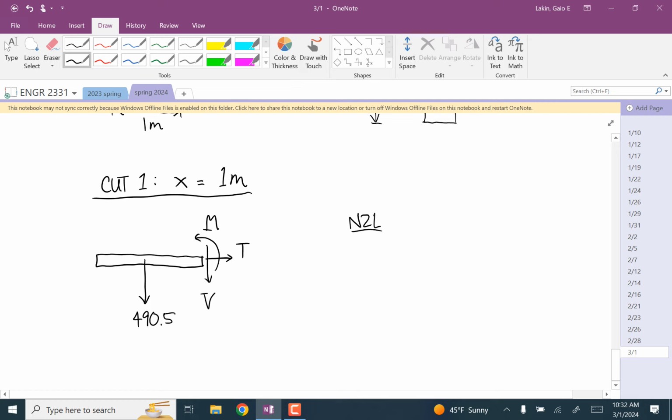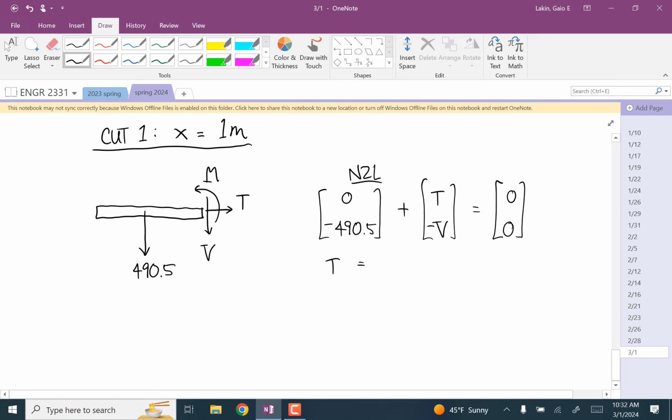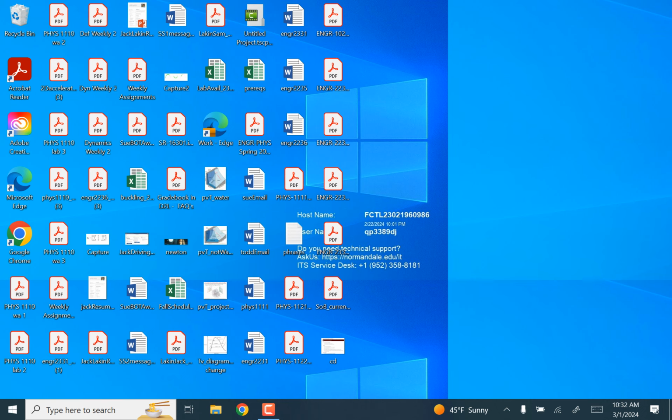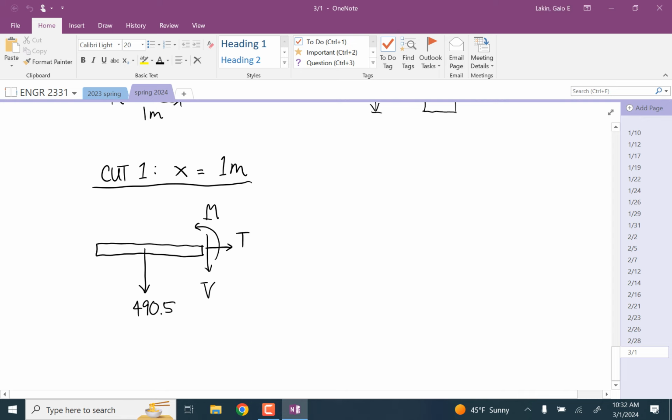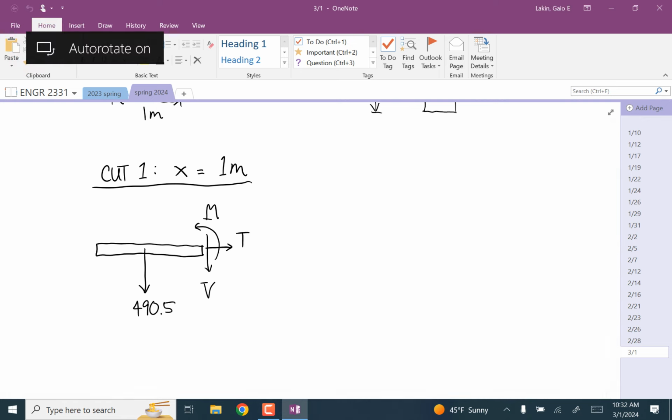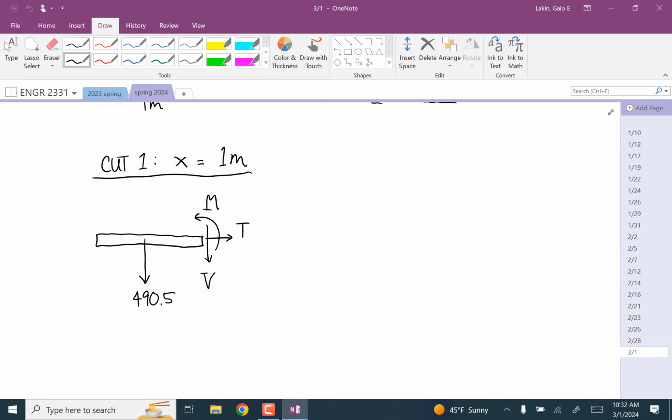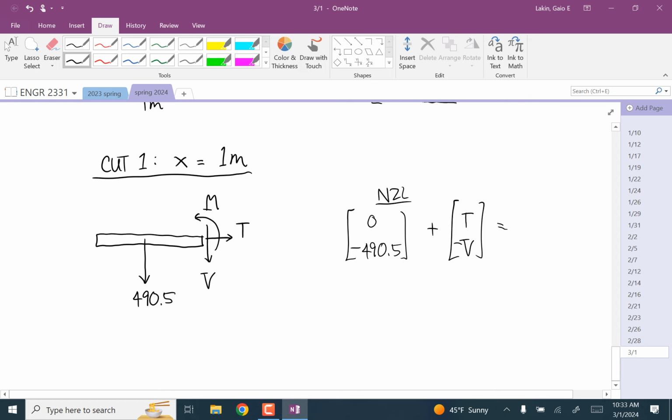Newton's second law says 0, negative 490.5 plus T, negative V is equal to zeros. So T is 0. V is negative 490.5.